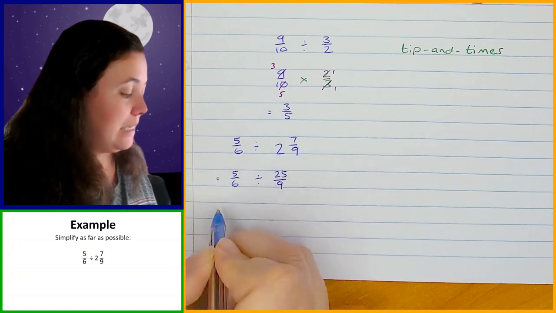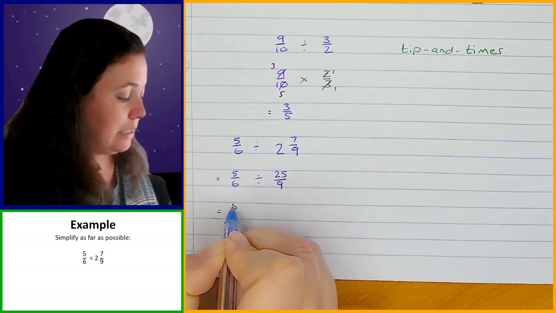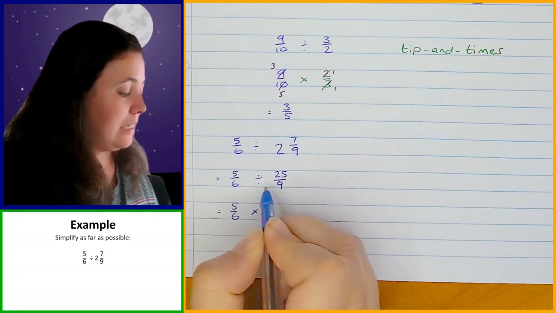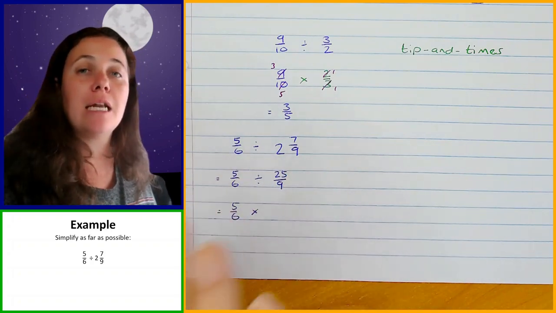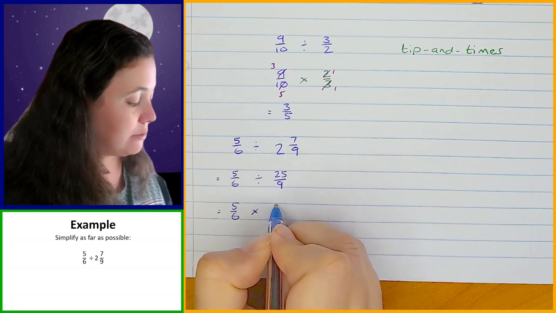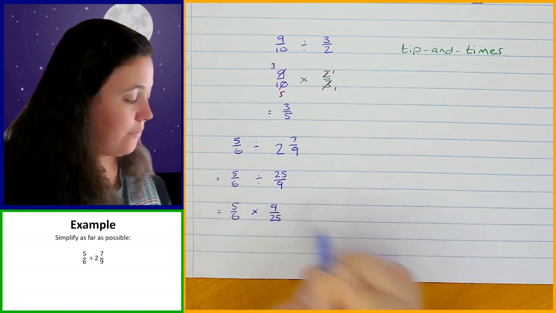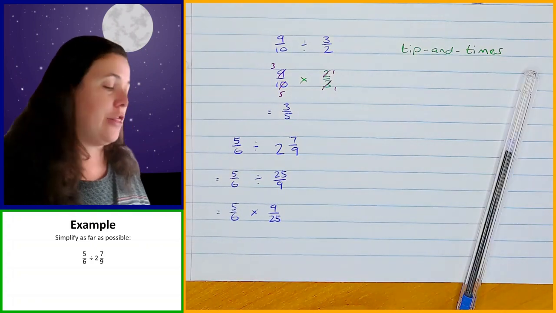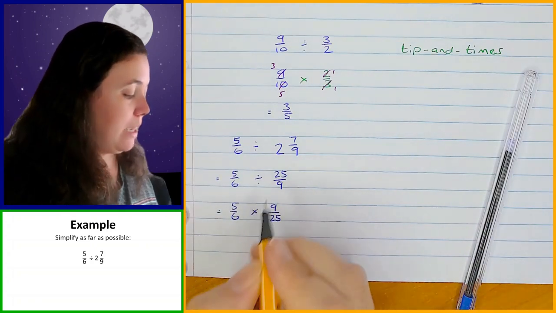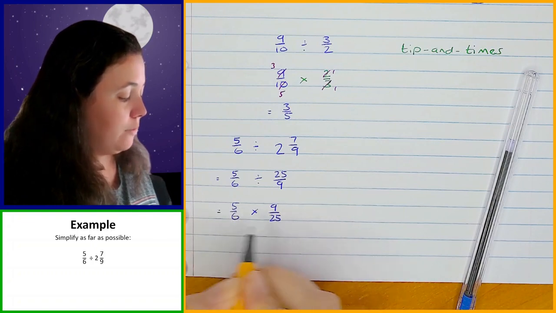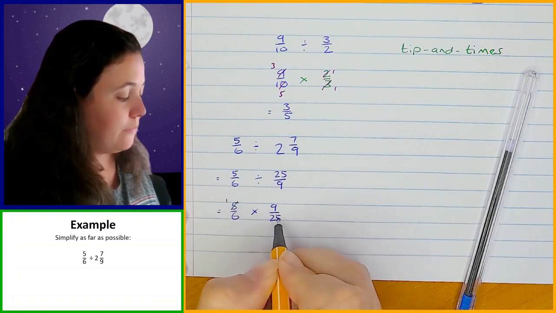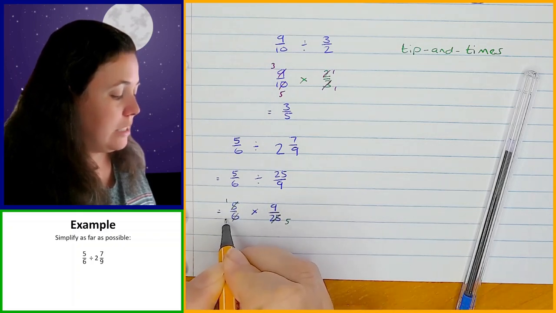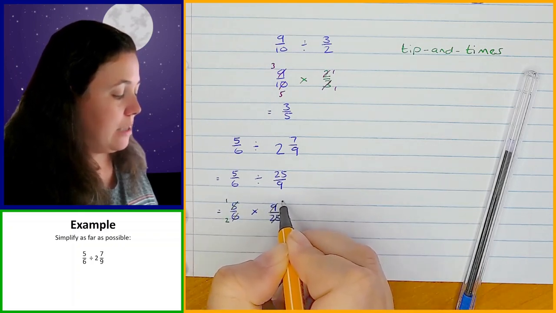I've got a divide sign here, I'm going to change it to a time sign. Everything else stays as it is. The divide sign changes to a time sign, and I change the fraction right after it, and I flip it over, and I invert it. That gives me 9 over 25. Now I can go and simplify. I can cancel out anything that I can cancel, and then multiply. So 5 goes into both of those. 5 goes into there once, 5 goes into there 5 times, and then 3 goes into both of those, 3 goes into there twice, and 3 goes into there 3 times.